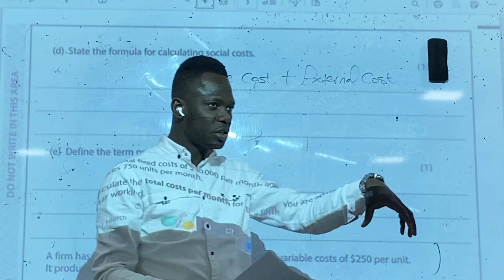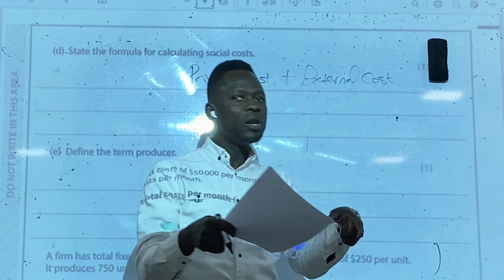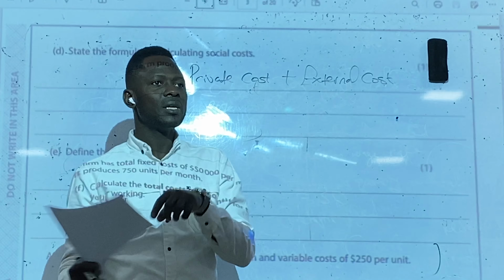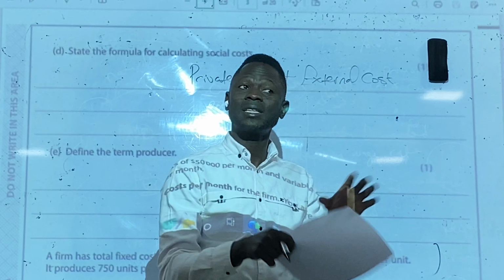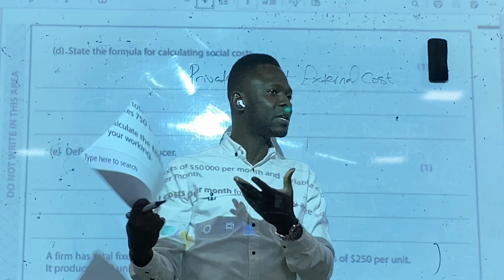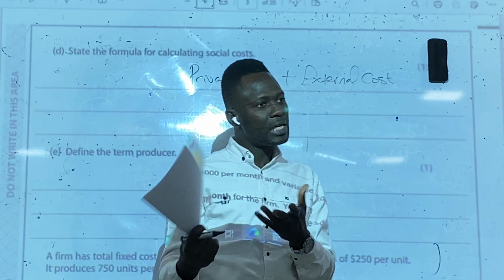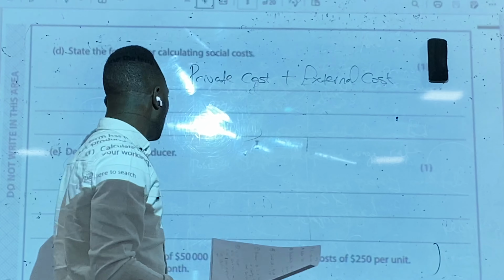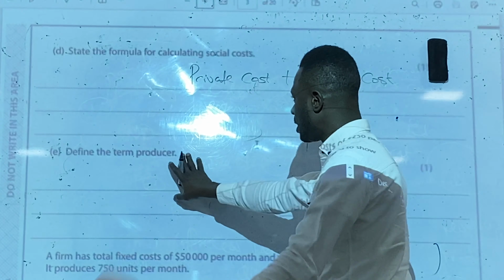The action or inaction of firms that leads to a spillover to a third party is an externality. If it is positive, there is a positive externality. If it is negative, it's a negative externality. I think that's clear. Shall we move on, please?